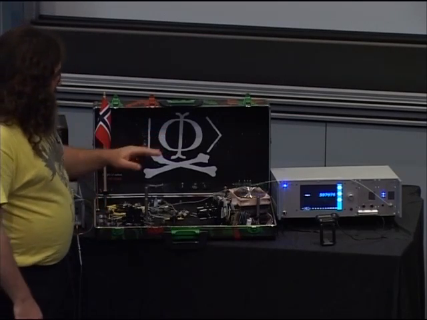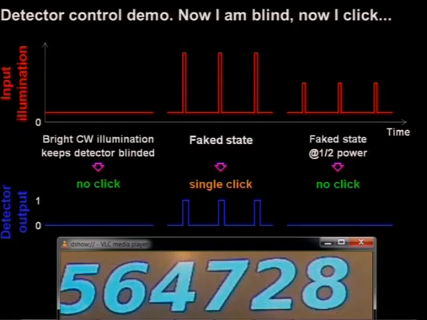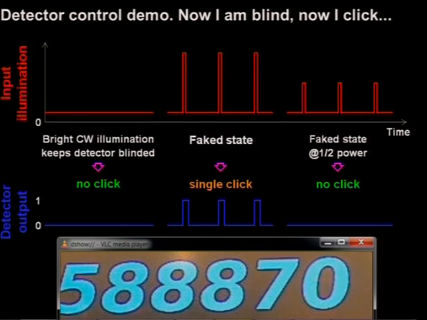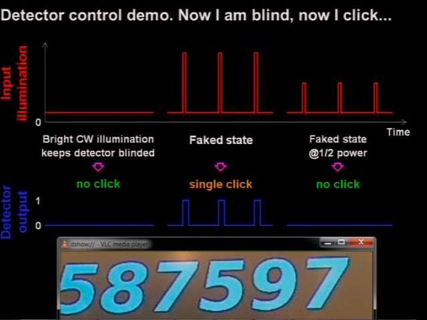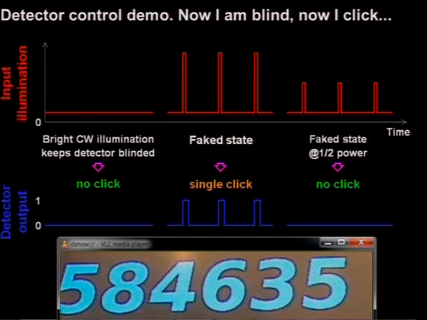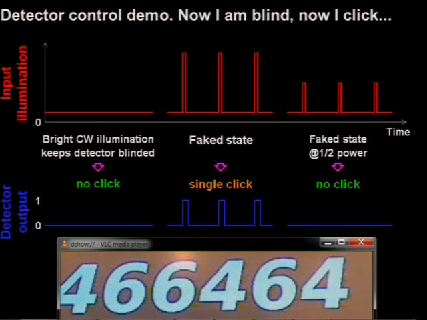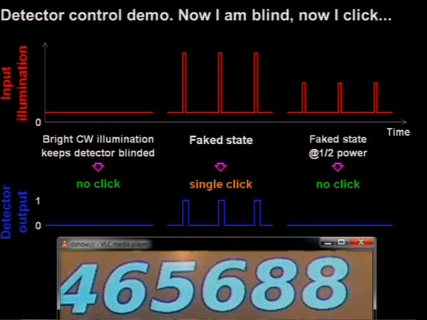The detector is free running. It shows quite a high count rate. It's 100,000 counts per second. This is mostly the ambient light from the room lights seeping through the transparent coating or transparent jacket of the input single mode fiber.